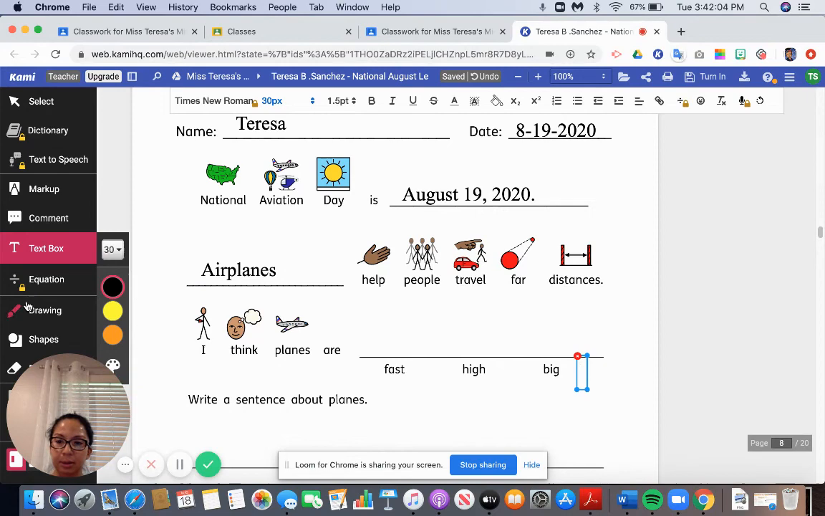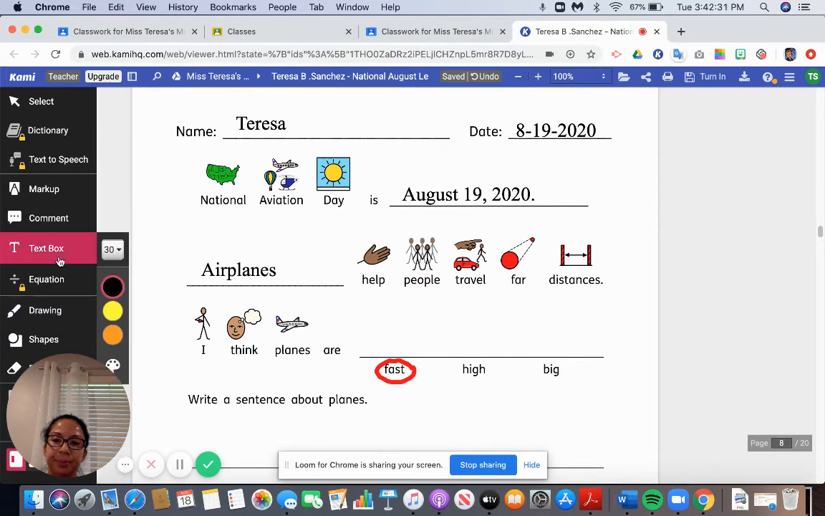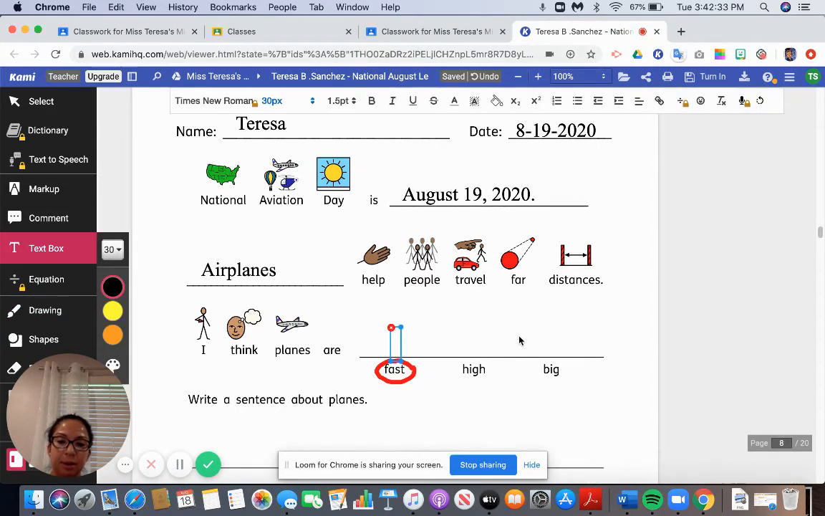Okay, so this is your opinion. You will go ahead and circle whatever you think planes are. I'm going to pick my own, but you don't have to do that. So I will pick fast because, like I mentioned, they are good to go long distances in shorter times. If you don't want to travel for hours or days, it's good to take a plane. So I think planes are fast.